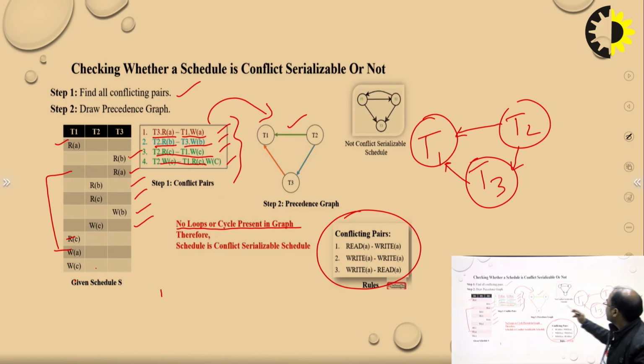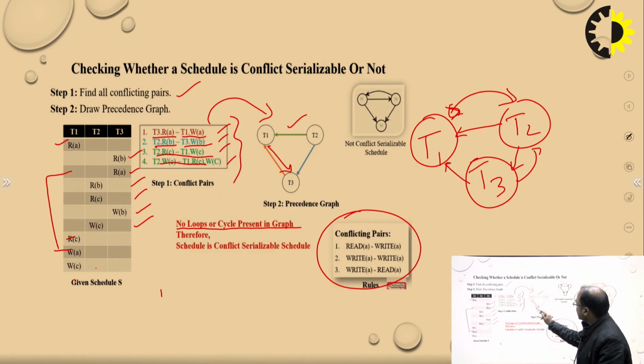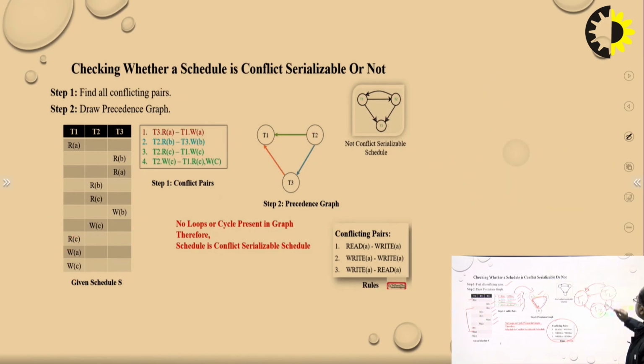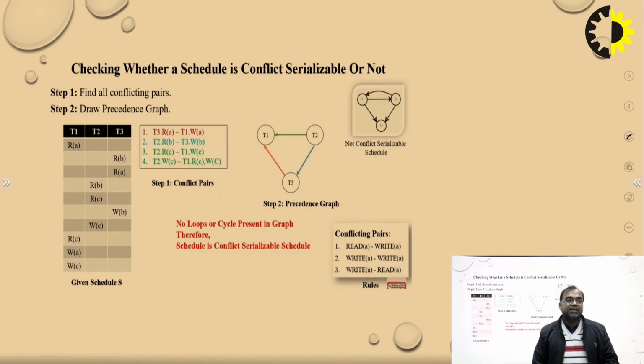There is no loop or cycle. What does this mean? Loop or cycle means, if we draw like this, no, this is not in this direction. If we draw in this direction, we can see this is a loop. Another type of loop is if this is on this side, then this is also a loop. So there must not be any loop. So no loop or cycle is present in this graph. There should not be any loop and cycle. Therefore we can say this given schedule is a conflict serializable schedule.